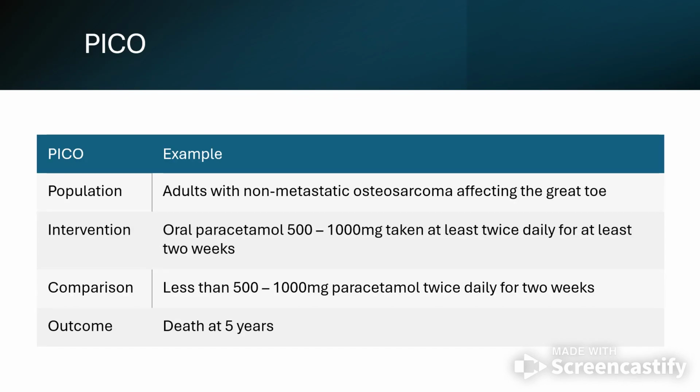I is for intervention, and here we've defined it as oral paracetamol between 500 milligrams and 1 gram, taken at least twice daily for at least 2 weeks. Of course, we could very easily choose other parameters there. Our comparison group is adults with non-metastatic osteosarcoma affecting the great toe who have taken less than 500 to 1000 milligrams of paracetamol twice daily for 2 weeks. And the outcome we want to know is death at 5 years. Does paracetamol impact that?